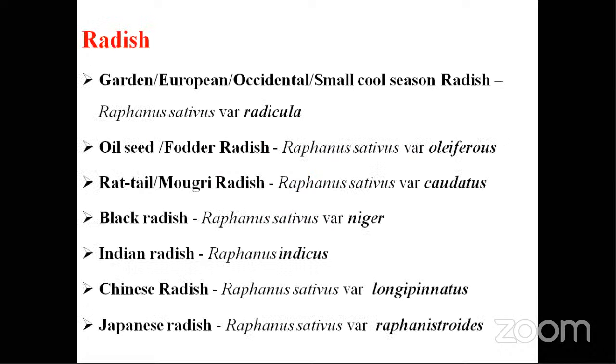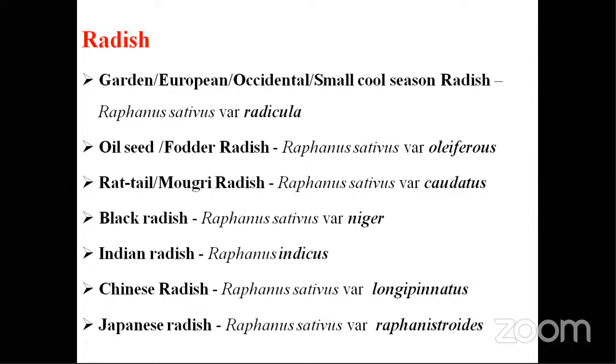In that, radish: the garden European occidental small cool radishes are called Raphanus sativus variety radicula. Garden, European, occidental, small: you can remember these synonymous names, because European countries are called the occidental world. In history, garden culture, gardening, also came from Europe, so you can say garden because of kitchen gardening. So garden is also Europe. And small cool radishes: because of cool temperatures, the size of the root will be very small.